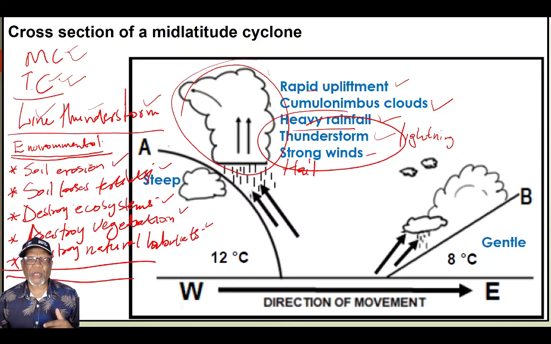So you cannot say tropical cyclones are going to bring water for irrigation. You cannot say mid-latitude cyclones will make sure the dams are full. You cannot say line thunderstorm makes sure that the water is full. There is nitrogen fixation. That is a positive impact. Be careful what the question wants and only respond to what is being assessed.